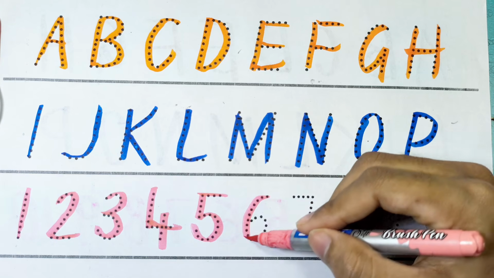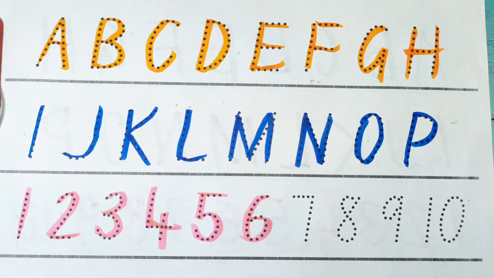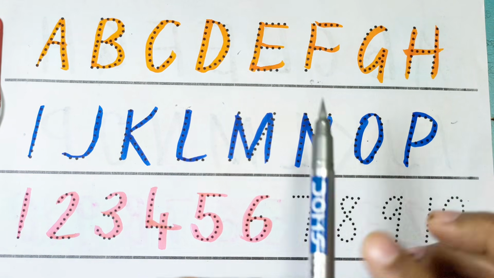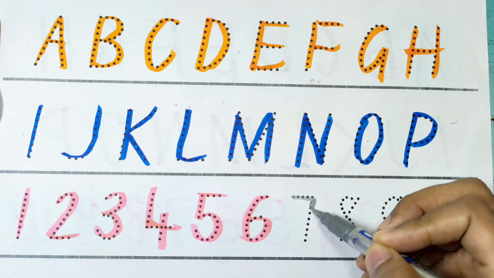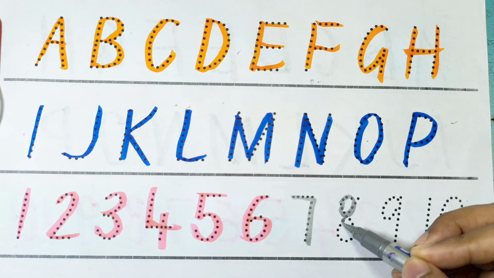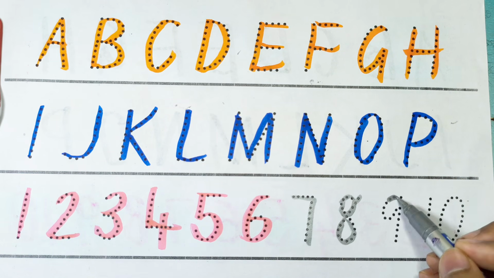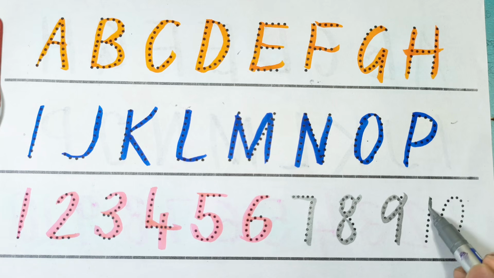5, 6, S-I-X, 6. Now we're using the color of silver. Writing 7, 8. The next one is 9, N-I-N-E, 9, 10, T-E-N, 10.